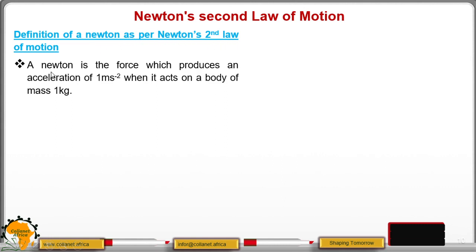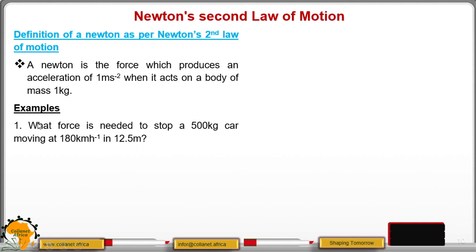We have seen that a Newton is the force which produces an acceleration of 1 meter per second squared when it acts on a body of mass 1 kg. And that is why, through this definition, we are able to get the value of k as 1. And if the constant of proportionality k is 1, then we are deriving our equation F is equal to ma.